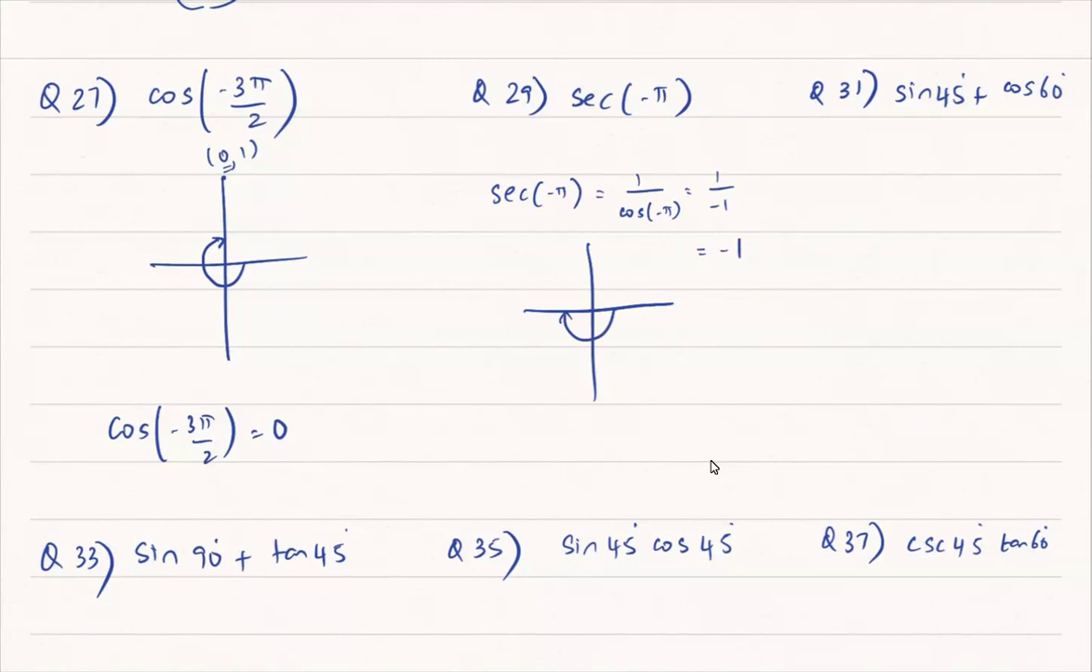Then it's asking you sine 45 plus cosine 60. Now, what is sine 45? Sine 45 is root 2 over 2 and cosine 60 is 1/2. Now, when you add them, you keep the common denominator and add the numerator. So this answer will be root 2 plus 1 all over 2.